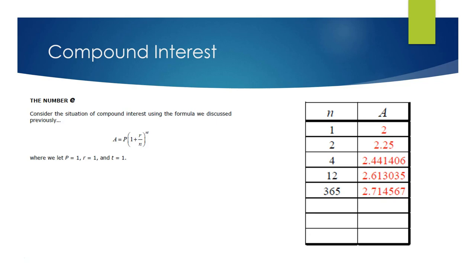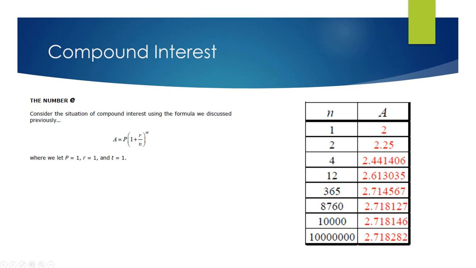And then if I just make N bigger and bigger, 8,760, which basically means compounded hourly, that's how many hours are in a year, I'm up to 2.718127. So you notice that this A is approaching a value. As I keep getting bigger and bigger, the change is getting smaller and smaller.